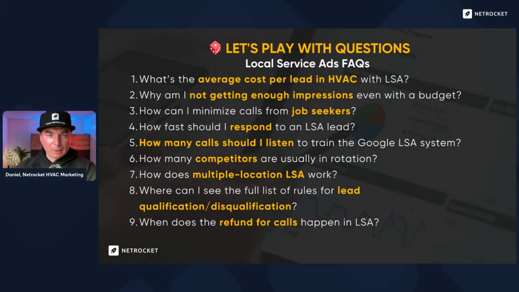When does the refund for calls happen in LSA? This will happen during the month or the next 40 days, I think. So it's not immediate, but it will go like that.